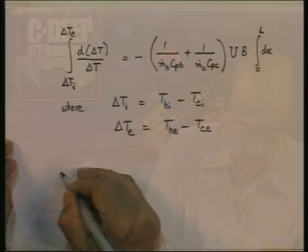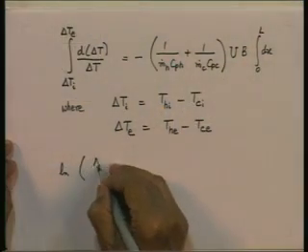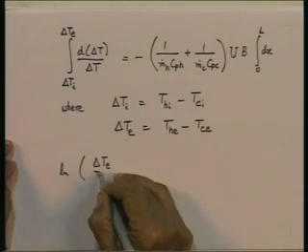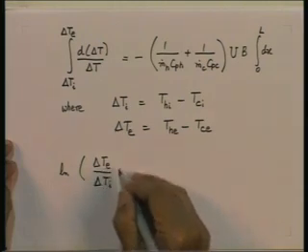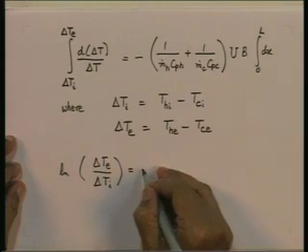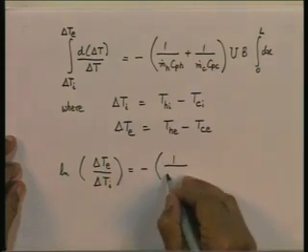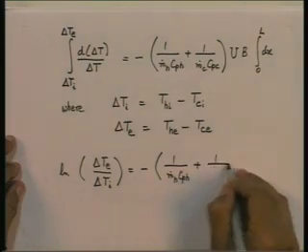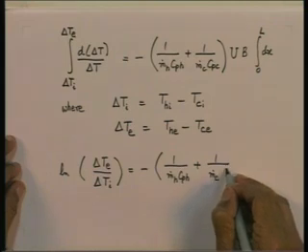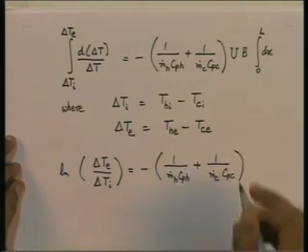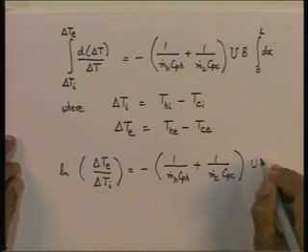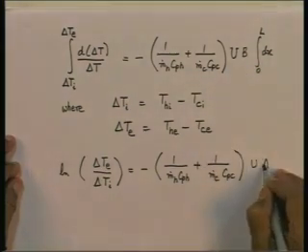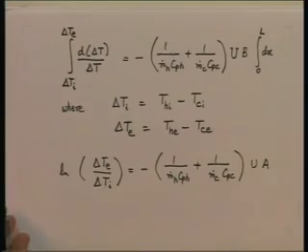Now, therefore, with the integration I will get log to the base e of delta T E by delta T I, that is the left hand side, is equal to minus 1 upon m dot h Cph plus 1 upon m dot c Cpc, multiplied by U multiplied by B L, which is nothing but A, the area A of the heat transfer surface.